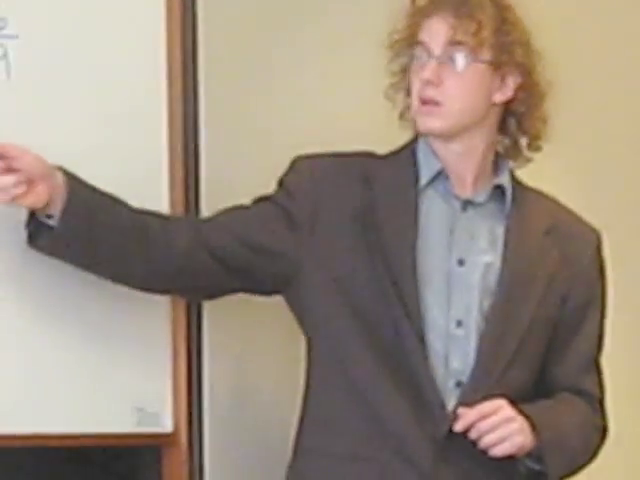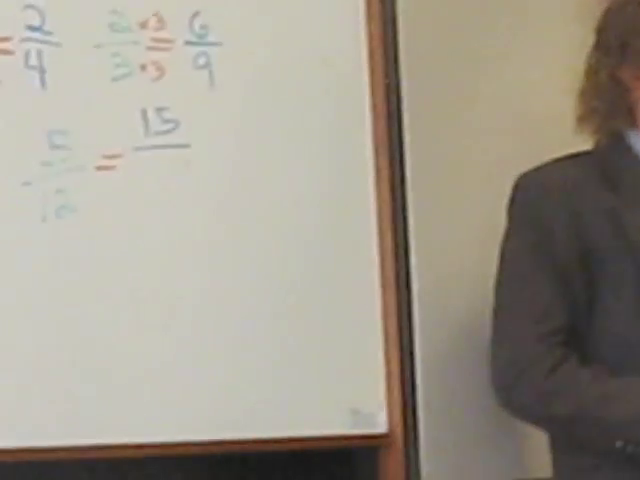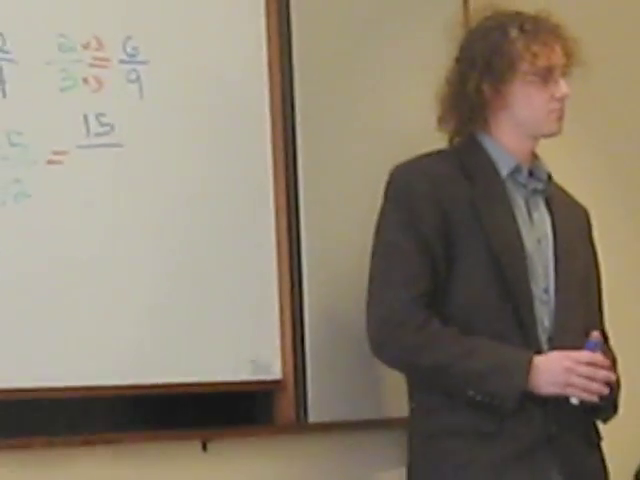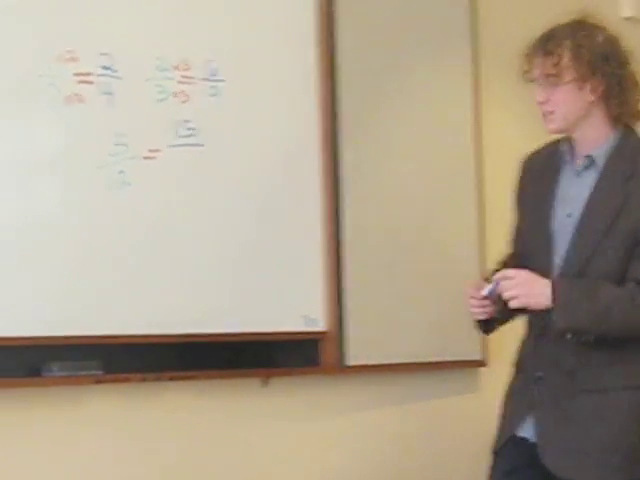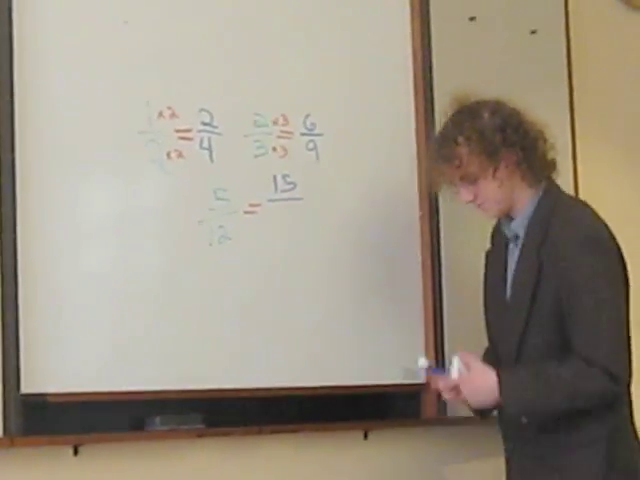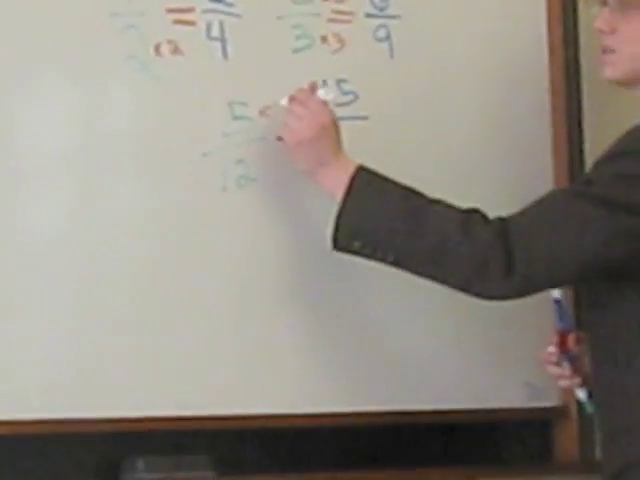So, what are we going to multiply 5 by? 3. 3? Do you understand why it's 3? Yeah. Yeah? 5 times 3 is 15? Okay. So 5 times 3 is 15.